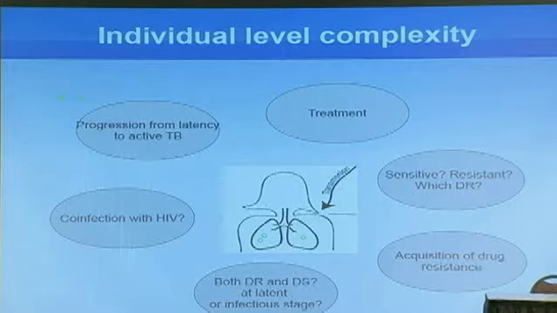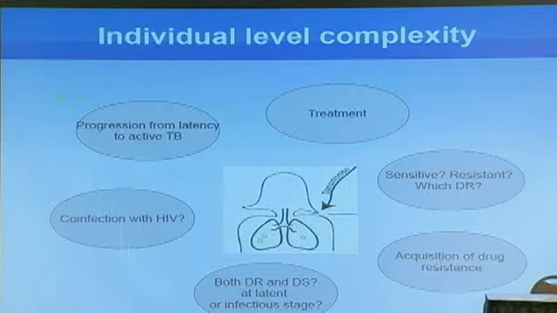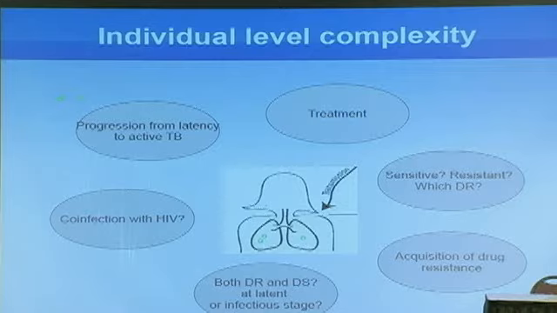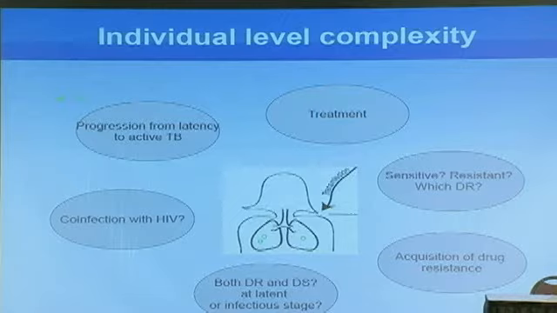So I think probably at the top of the list is the question of progression from latency to active disease. As you probably know, upon initial infection, there's an elevated risk of progression to active TB over the first few years, maybe 5 years. And then latency can last a very long time, and the standard wisdom is that only 10% of people infected with standard drug-sensitive TB would progress to active TB disease over the course of their lifetime. So this latency can last 50 years.